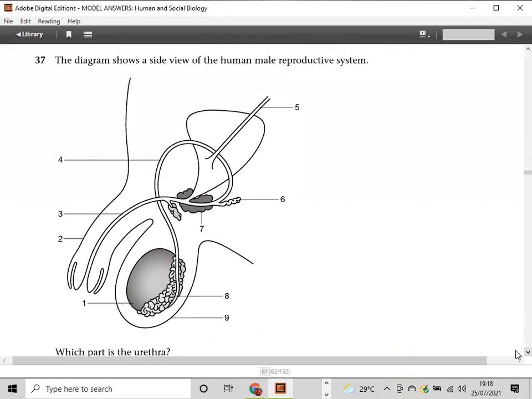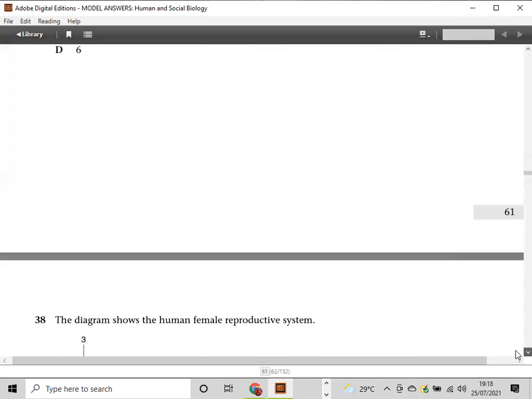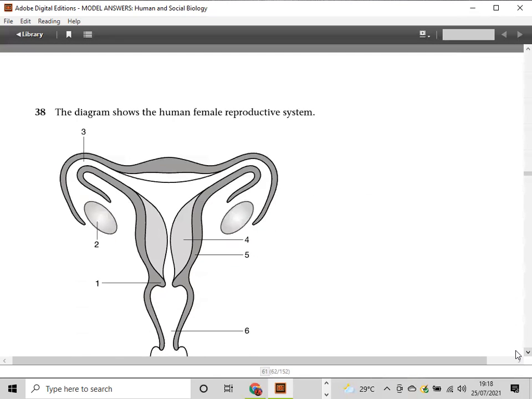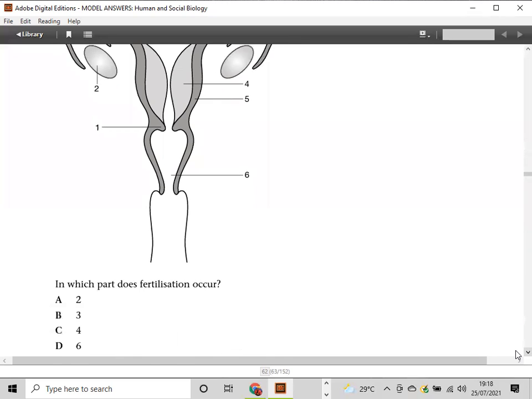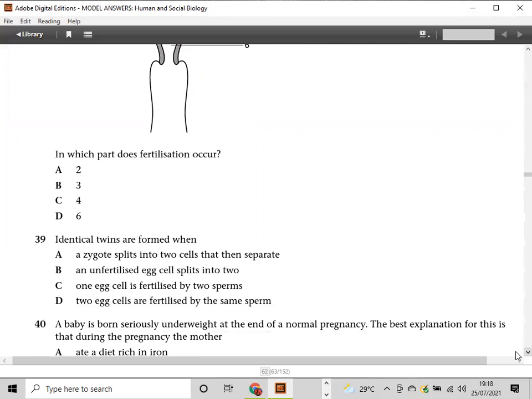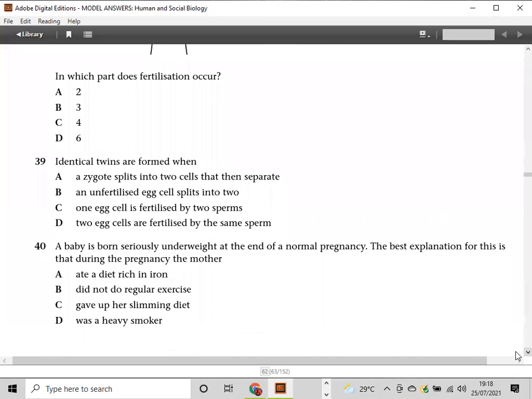Which part is the region? You know that from your class. The female reproductive system. What do they want? Where does fertilization occur? Identical twins are formed from a zygote, and so on. So look at 40.